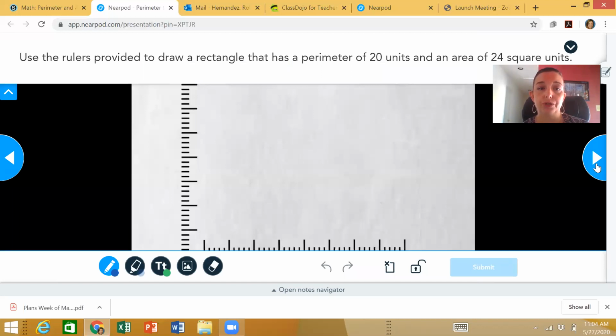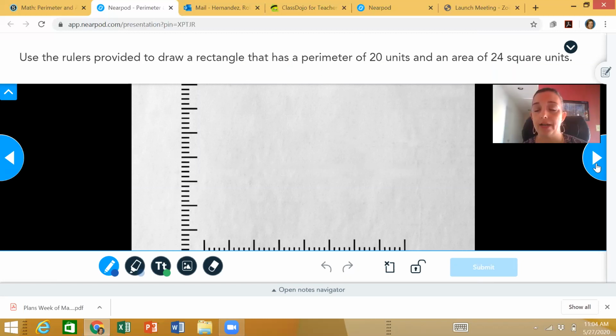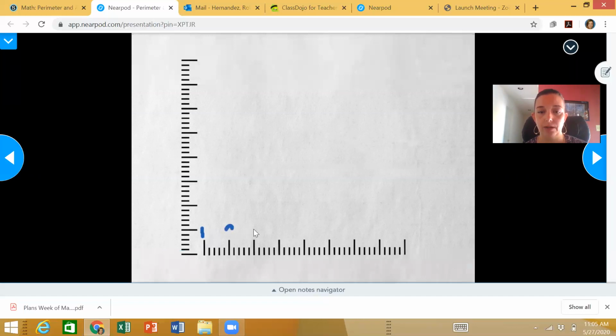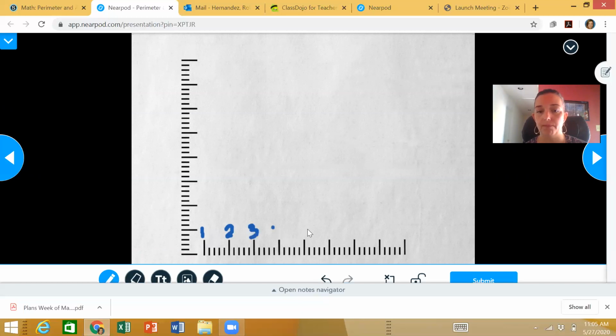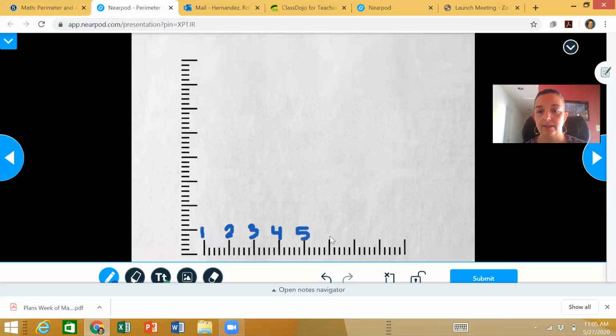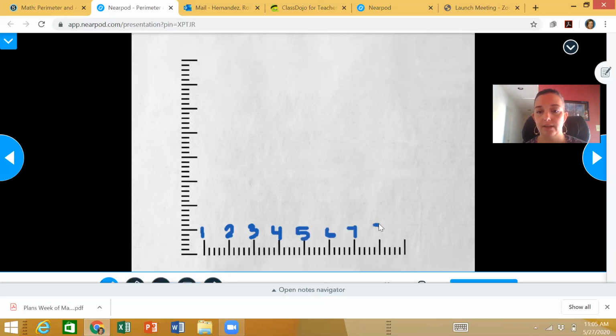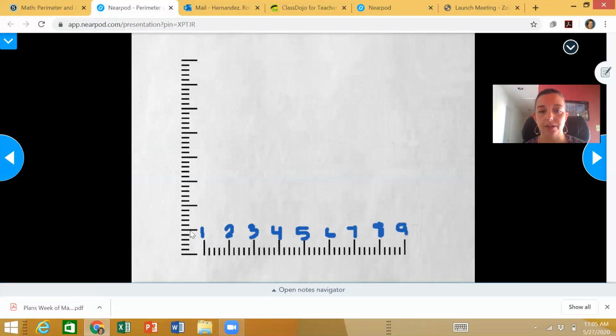Okay, so it says use the rulers provided to draw a rectangle that has a perimeter of 20 units and an area of 24 square units. So you're going to draw here. So if this is going to be your width, right? This would be a width of 1, a width of 2, a width of 3, a width of 4. You don't need to put these numbers, I'm putting them for you. 5, 6, 7, 8, and 9, right? And it's going to be the same over here. This would be 1. This is 2, 3, 4, 5, 6, 7, and 8, right?